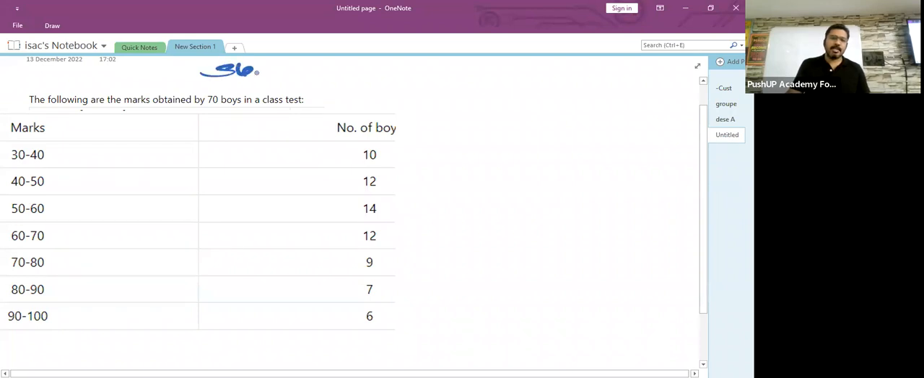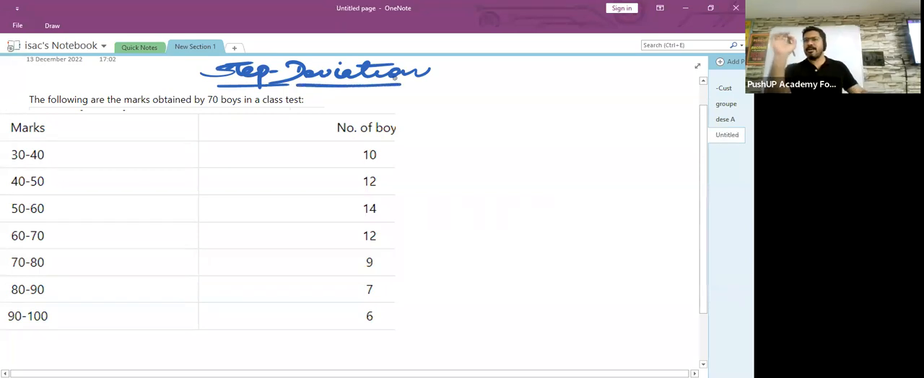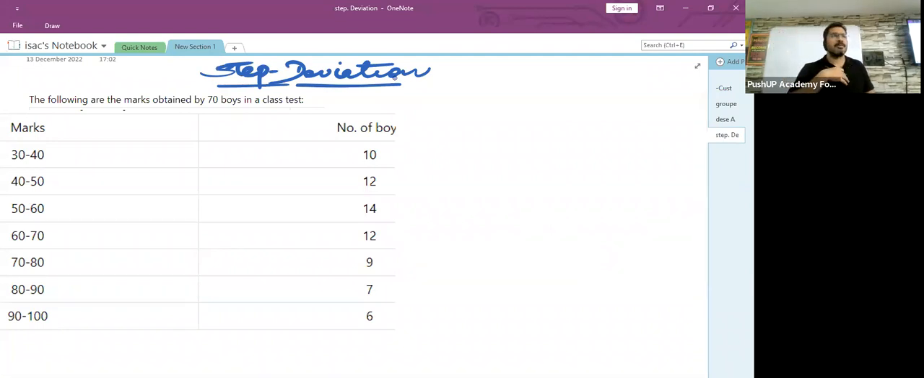Step deviation method. This is the first time that I am going to teach you this method. You have to pay attention. And children, throughout this method, there will be only one extra point which I'll be discussing, which is slightly different from the shortcut method. You learn that one small difference and you're done with step deviation method also. Very easy it is.